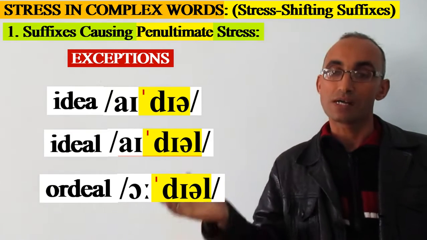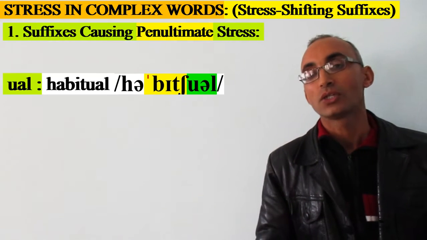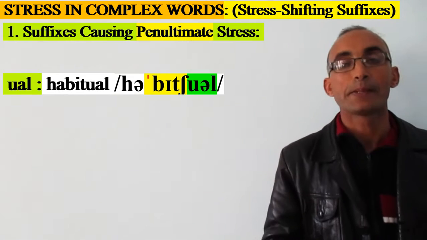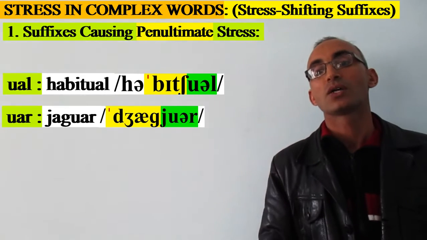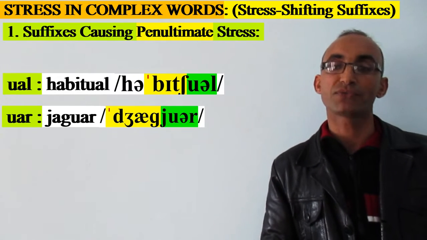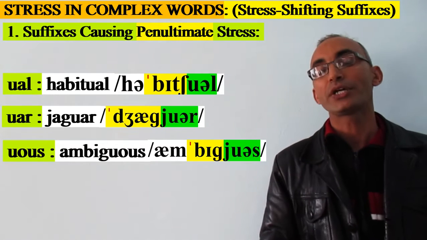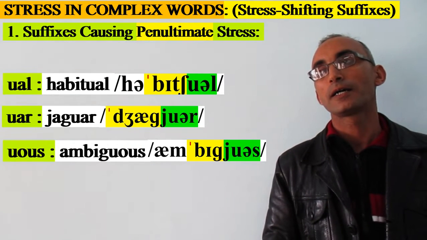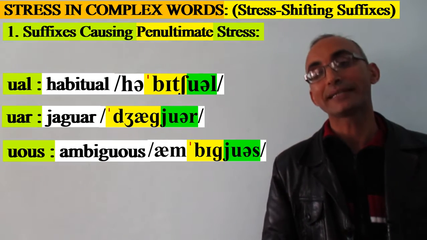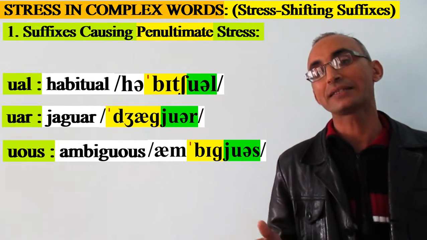Also we have other suffixes which also cause penultimate stress, like io, like habitual, so I stress b, the penultimate, before tual, the suffix. Okay, like in jaguar, I stress ja, which comes before gur, the suffix. Also us, like in the word ambiguous, so these are usually endings of words, so I stress b, the penultimate, which comes before the ending, gius.